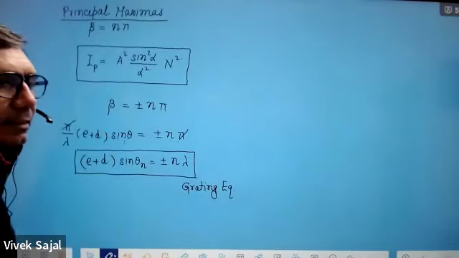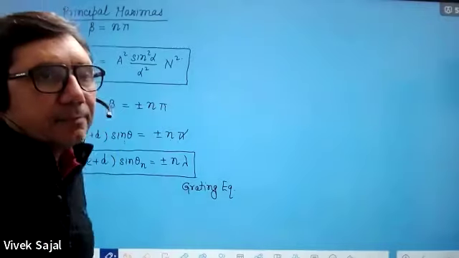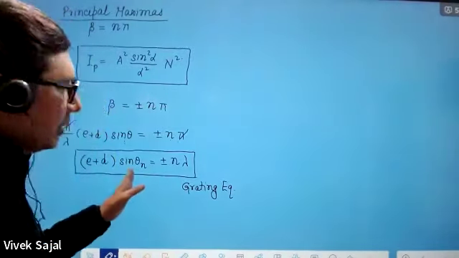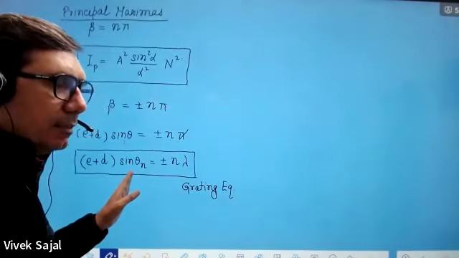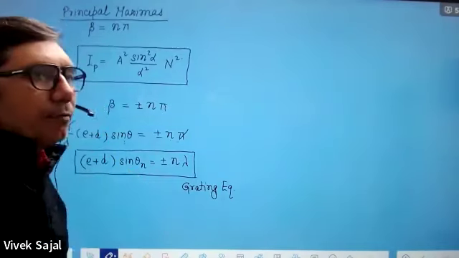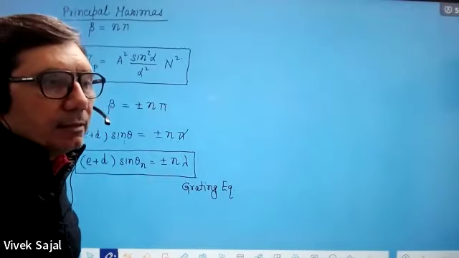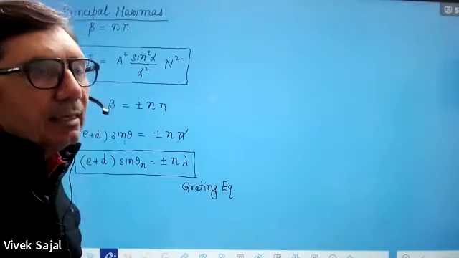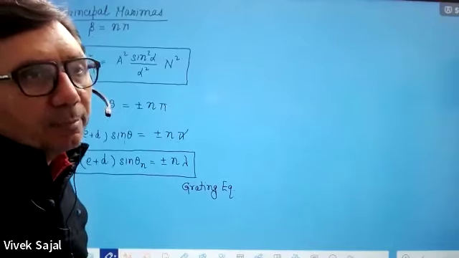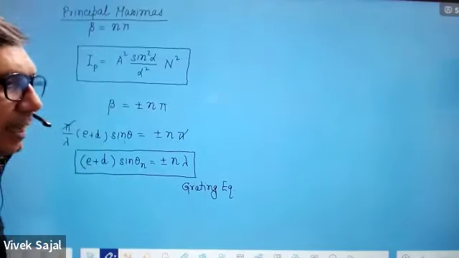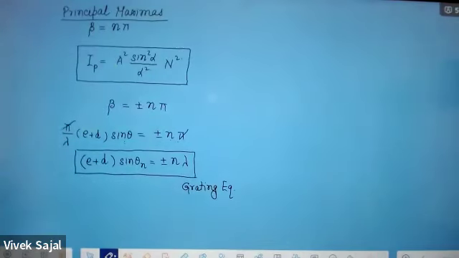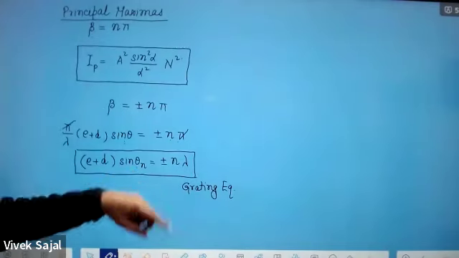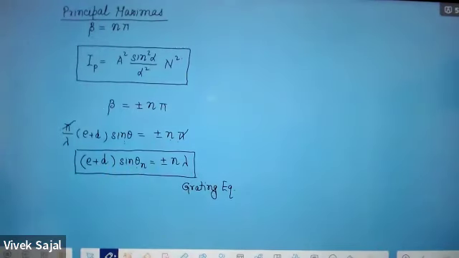Now, next is where will be the minimas? Sir, nth position maxima. You can write this equation provides us the angles or the angular position. You can write the angular position of nth principal maximum. Angles you can find out, theta n, corresponding to nth principal maximum.